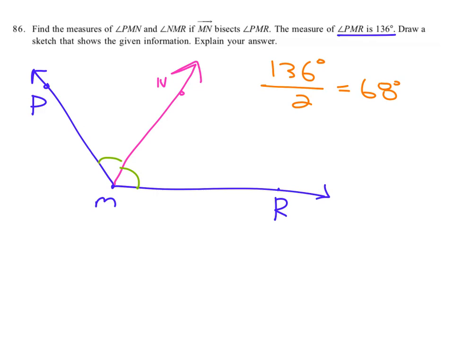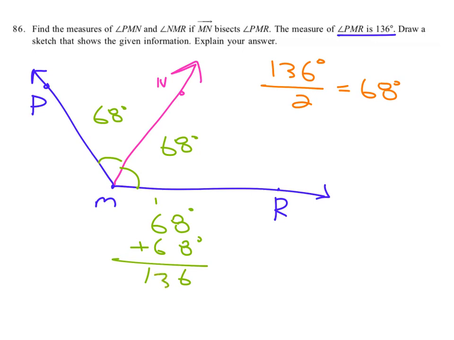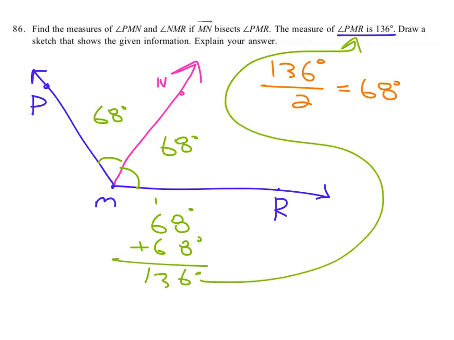So we can say 68 degrees and 68 degrees, because they're the same angle. Remember, they're equivalent in measure. And 68 plus 68 equals 136, which is what they told us that it measures. Okay?